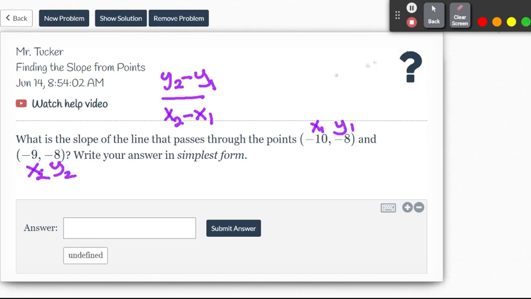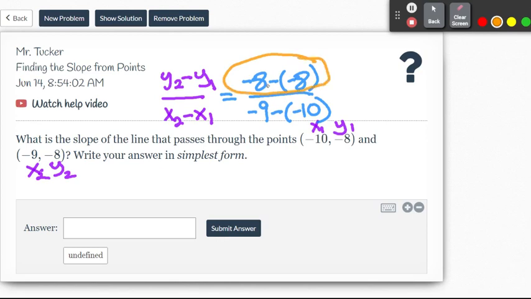So then I just replace them in the corresponding spots. Y2 is negative 8 minus y1 is also negative 8, divided by x2 is negative 9 minus x1 is negative 10. Now, why I picked this example next is because on the top, when I do the arithmetic with the negative negative, that turns into negative 8 plus 8, which is 0. The bottom doesn't really matter as long as it's a number, which it is. It's a positive 1. But the slope result is 0.